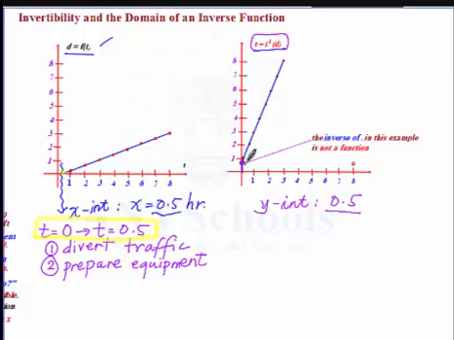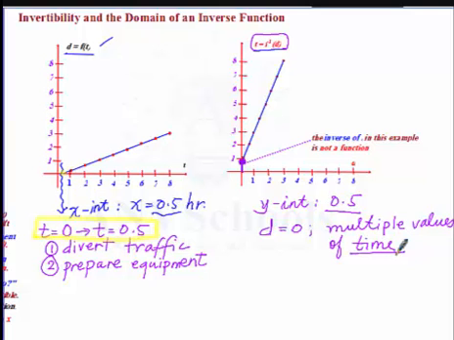Because taking a look at this point here, we need to include the distance equals 0 for multiple values of time. Notice that our crew has been working on diverting traffic and preparing equipment, but still the distance is 0, and we have time. So we have multiple values of time. In this case, it's x for the original function.